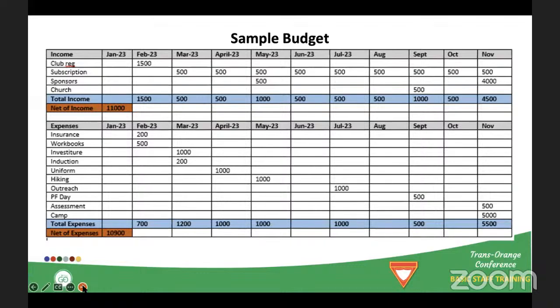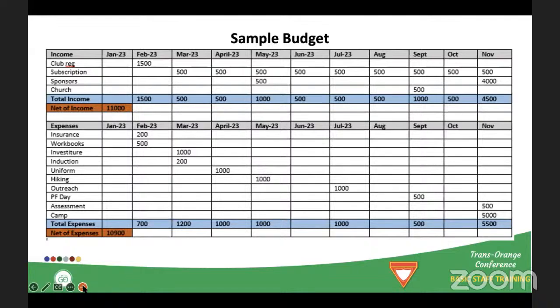You've got your income. Down there, you've got your expenses. What are the expenses that you have as junior youth? You have insurance. We have got workbooks. We have got your investiture. We have got your induction. You've got your uniform, hiking, outreach, your World Pathfinder Day. You might want to invite a guest, or you may want to do something special for the children in celebrating the World Pathfinder Day. Maybe it's a cake. You put it on budget there.